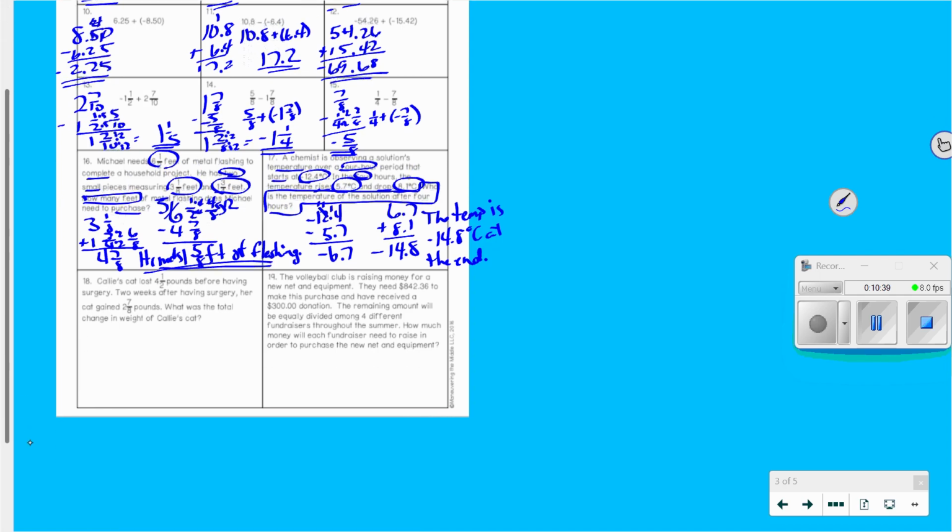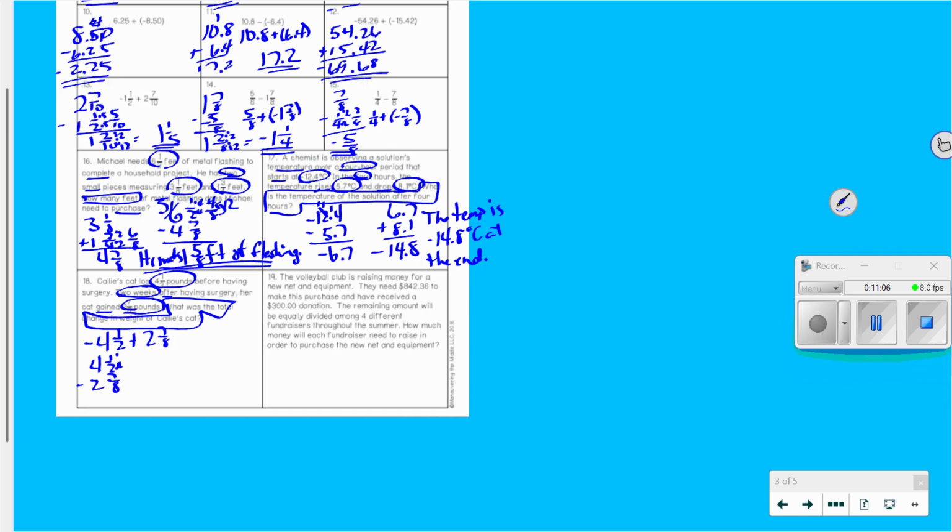Okay, number 18. Callie's cat lost 4.5 pounds before having surgery. 2 weeks after having surgery, her cat gained 2 7/8 pounds. What was the total change in weight? So it was a negative 4.5 plus 2 7/8, meaning my signs are opposite, so I'm actually going to subtract 4 1/2 minus 2 7/8.